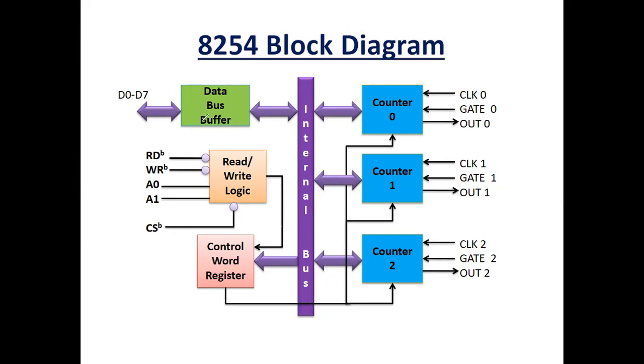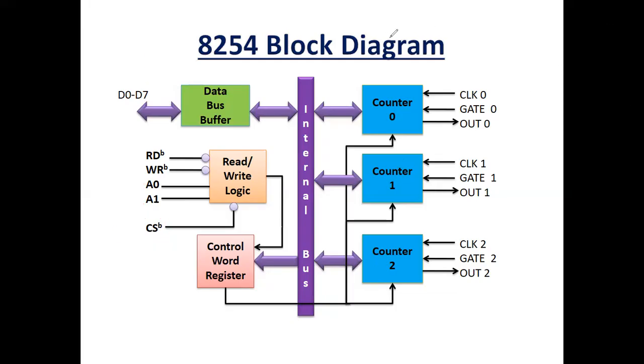And there is one data bus buffer that is connected to the internal bus and the data lines D0 to D7. There is a read-write logic which has different signals, different inputs, such as write, read, A0, A1, CS. CS is chip select. This is an active low signal and is used to enable this 8254 IC. And these two pins, A0 and A1, are address lines, and these address lines are used to select any one counter or the control word register.